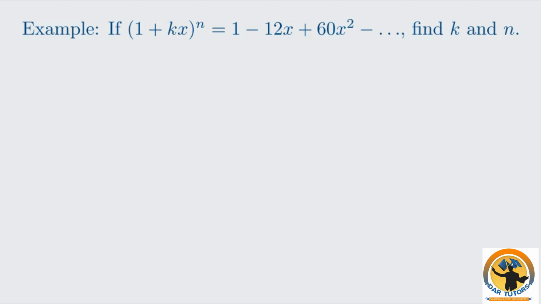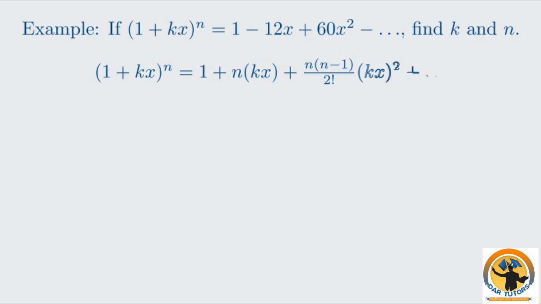First, we write out the expansion of (1 + kx) to the power of n using the rational power formula. The expansion is 1 plus n times kx plus n(n-1) over 2 factorial times (kx) squared plus higher order terms. Now we group the terms by powers of x. This gives us 1 plus nkx plus n(n-1)k squared over 2 x squared and so on.